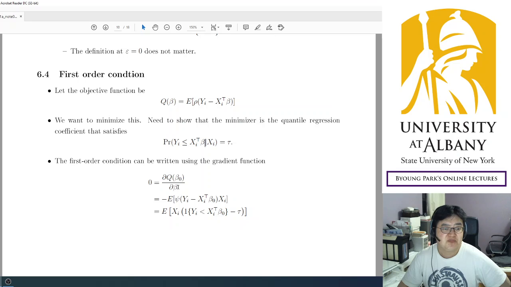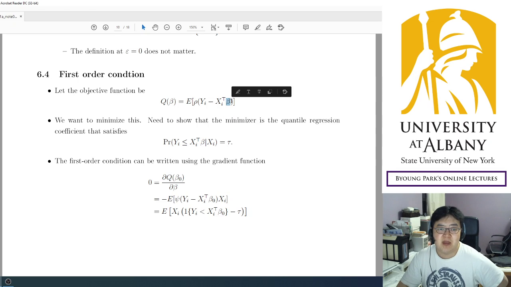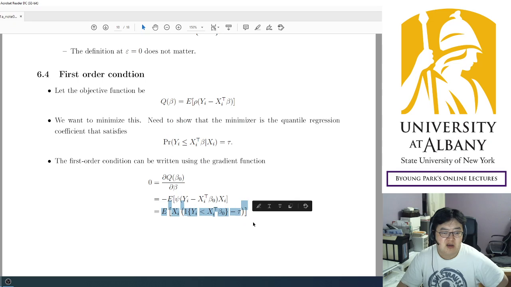So differentiate. It is differentiable everywhere but one point, but it does not matter because when you take expectation, one point does not matter. So the differentiation goes inside the expectation, and then we use the gradient function times x, because when you differentiate with respect to beta, x should be multiplied there. You may write it this way, and using the functional form of the gradient function, you get this equal to 0.